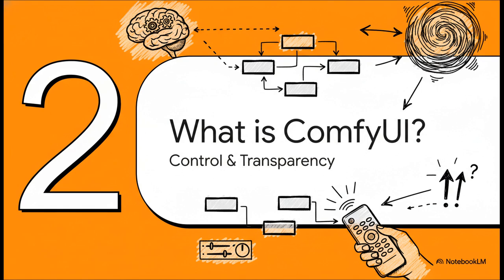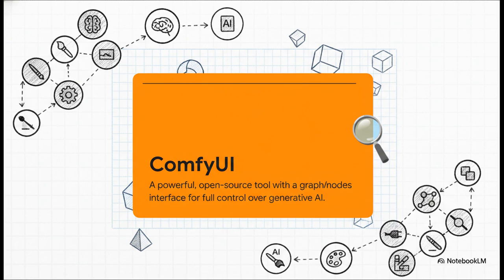Well, that's where a tool designed for exactly this comes in, ComfyUI. Okay, so what is it? At its core, ComfyUI is a way to interact with generative AI, but its whole approach is fundamentally different. It uses a visual system based on graphs and nodes. This means instead of hiding the whole process inside a black box, it opens it up, exposing every single step and giving you absolute granular control.